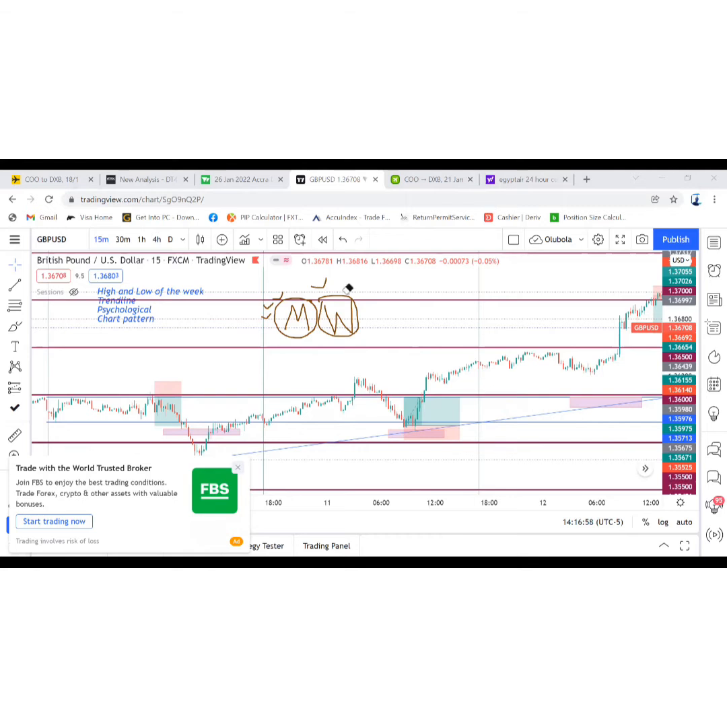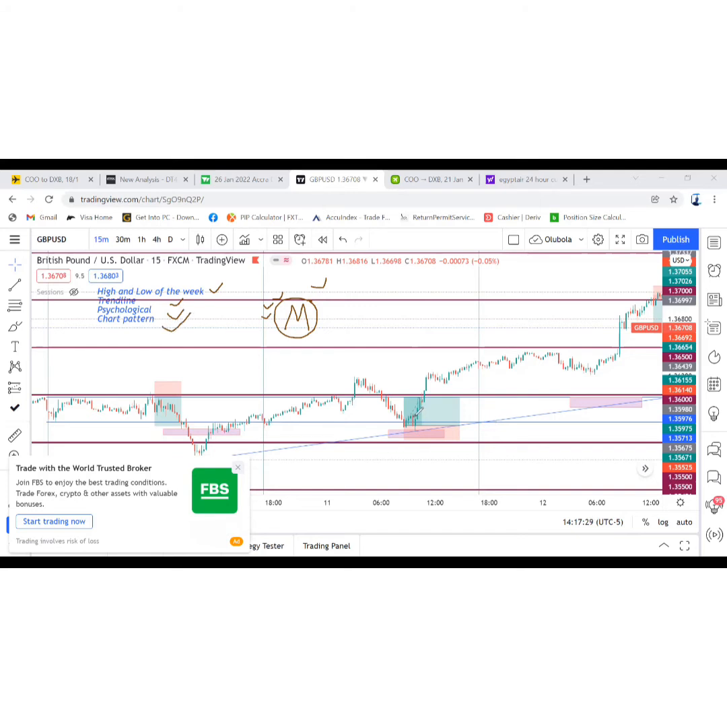So on Tuesday, I had this trade. Why did I pick this trade on Tuesday? Remember, rules number 1: high and low of the week, trend line, psychological level, and the chart pattern.